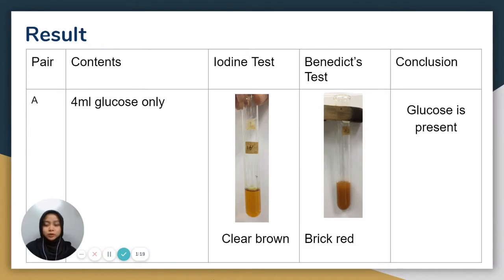So, I would like to present about the result for this experiment. Firstly, from the pair of test tube A, which contained only 4 ml glucose, it shows a clear brown or no change in color for iodine test. Meanwhile, it shows a brick red or dark red color in Benedict test. So, the color change in Benedict test shows that glucose is present.